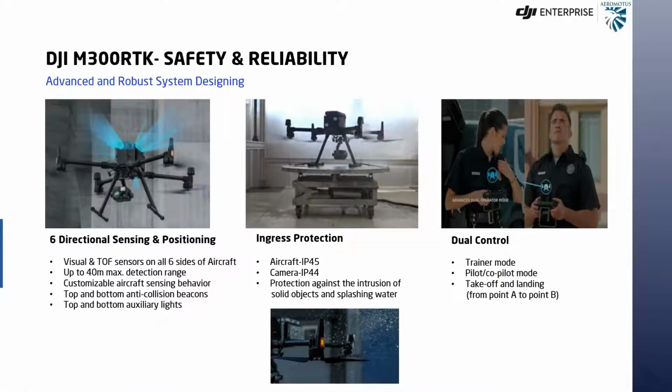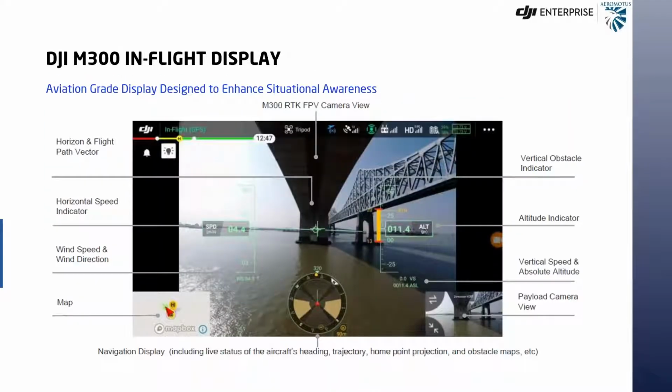As we have gone through the video, this is just a summary of the main features and advantages of M300 over other drones. We have 6-directional sensing and positioning, a 40-meter detection range for obstacle avoidance. We have top and bottom anti-collision beacons, top and bottom auxiliary lights, ingress protection IP45, and cameras IP44. Also, it has a dual control mechanism where you have a master and a slave controller, so you can control the drone from 2 different points. This is the in-flight display, which is aviation grade. It has all the main parameters the pilot has to be aware of on site.